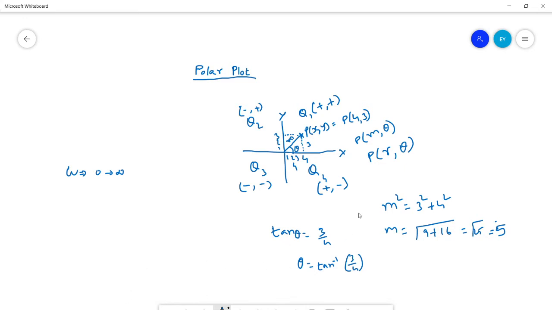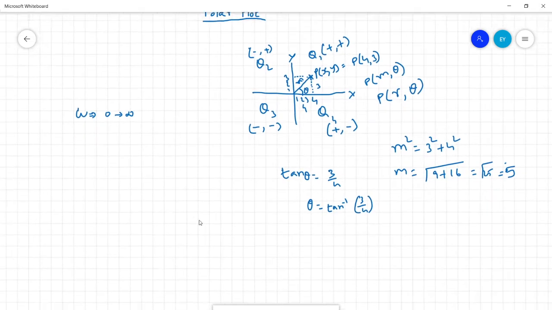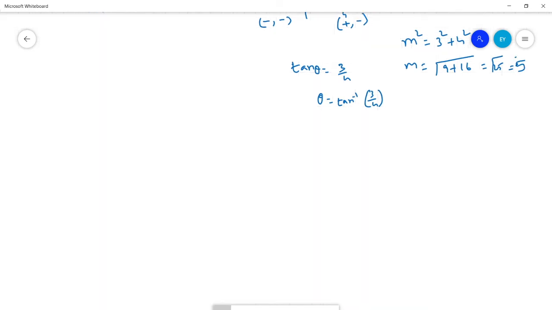So let's start with how to construct it. We'll discuss a few points on constructing a polar plot, right? Then we'll go with the numerical problem. So first, steps to plot the polar plot. Okay.